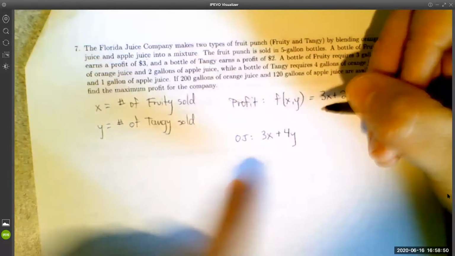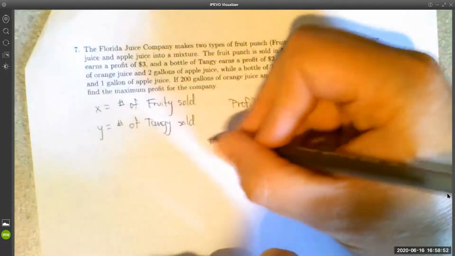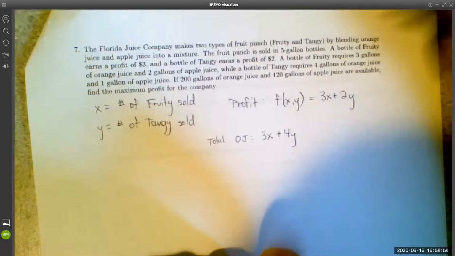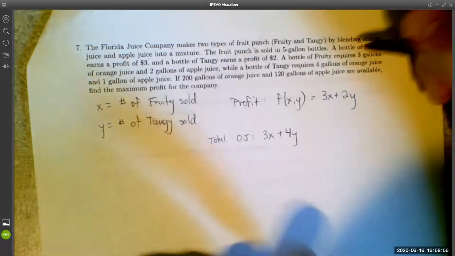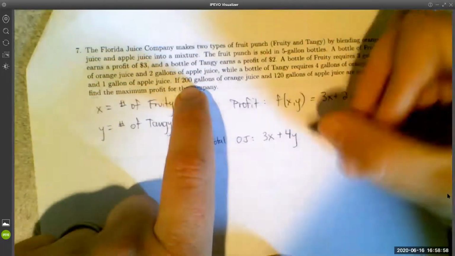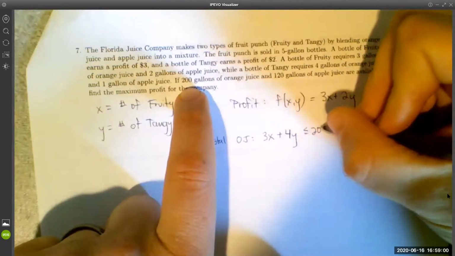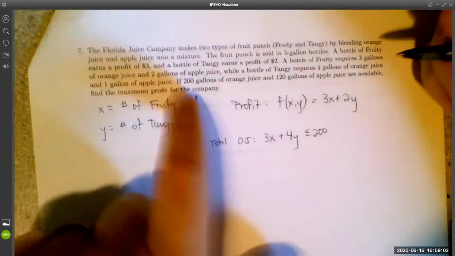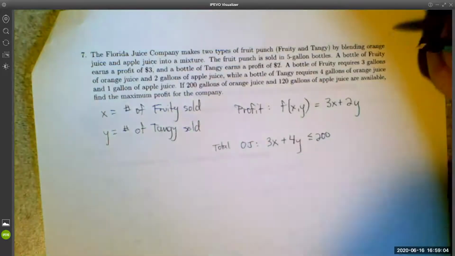So the total amount of orange juice that I'm going to use is 3x plus 4y. I need that to be less than or equal to 200, because only 200 gallons of orange juice are available to me.